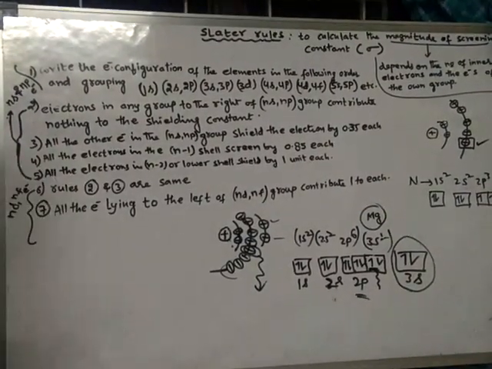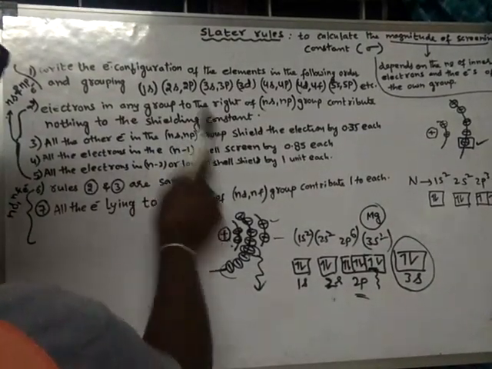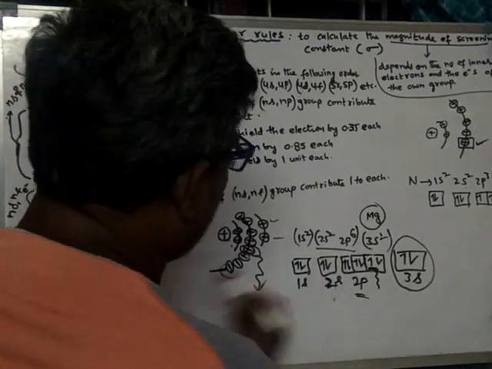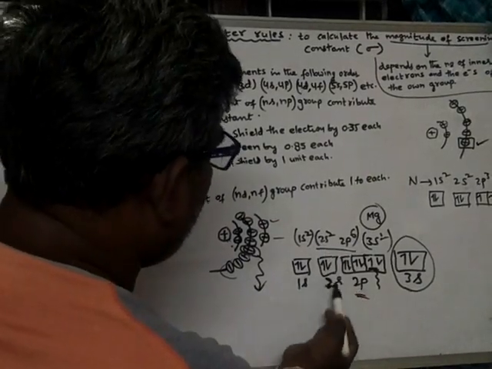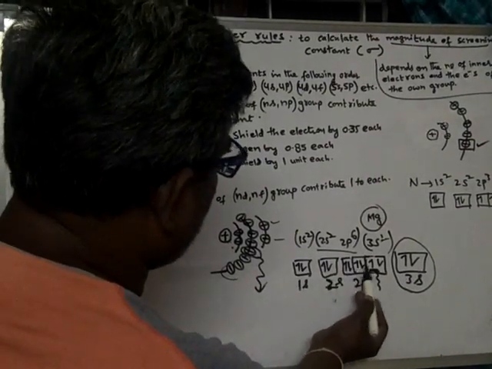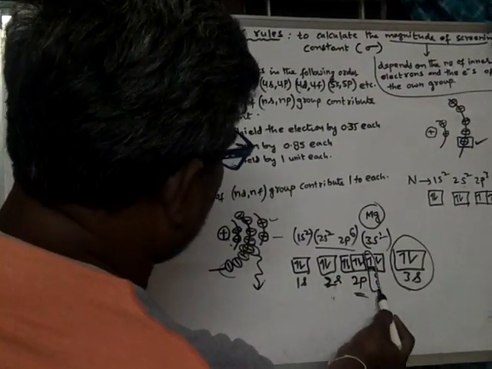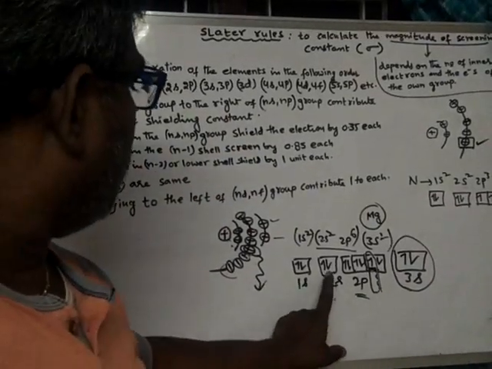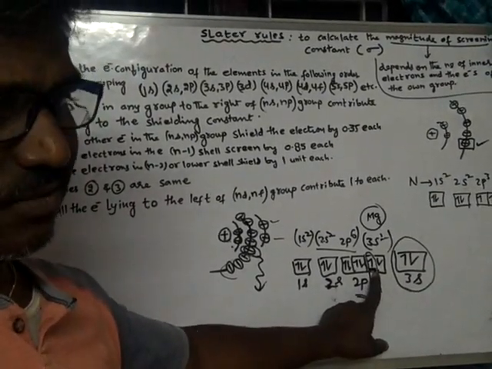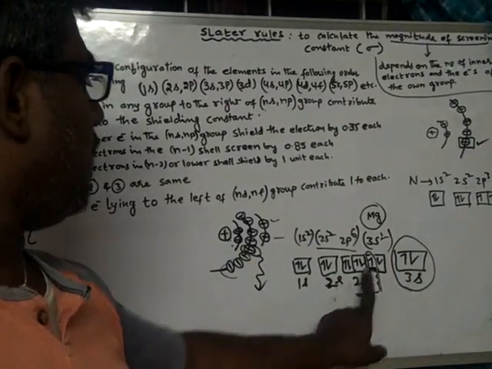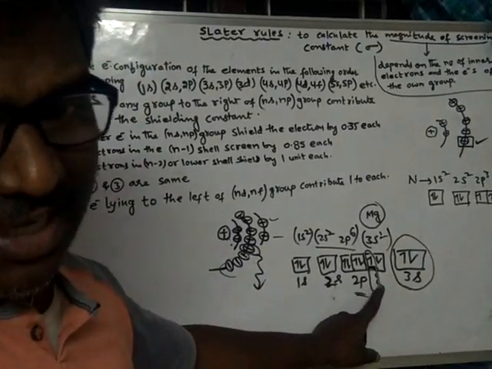Now let us learn the third point: all the other electrons in the ns-np group. This is called the ns-np group. In this ns-np group, how many electrons are there? 1, 2, 3, 4, 5, 6, 7, 8 electrons are there. But we are going to calculate the screening constant on this particular electron. So in this group there are 8 electrons, and we are calculating the screening effect on this particular electron. How many other electrons are there in this group? 1, 2, 3, 4, 5, 6, 7 other electrons. So we have to exclude this electron.